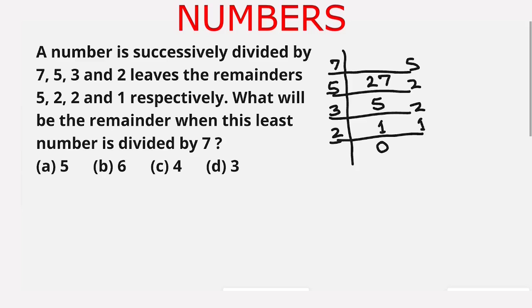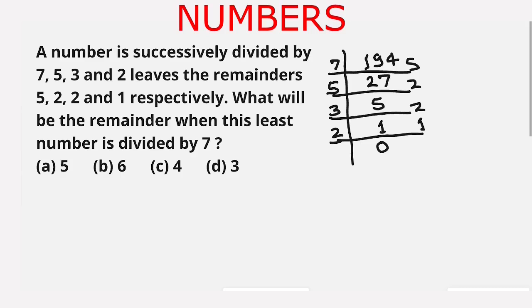This 27 is the dividend for 5, but it is the quotient for 7, and when this 27 is the quotient, the remainder is 5. Now, to find the number when the divisor is 7, quotient is 27 and remainder is 5, 27 times 7 is 189 plus remainder 5 is 194. So the required number is 194.